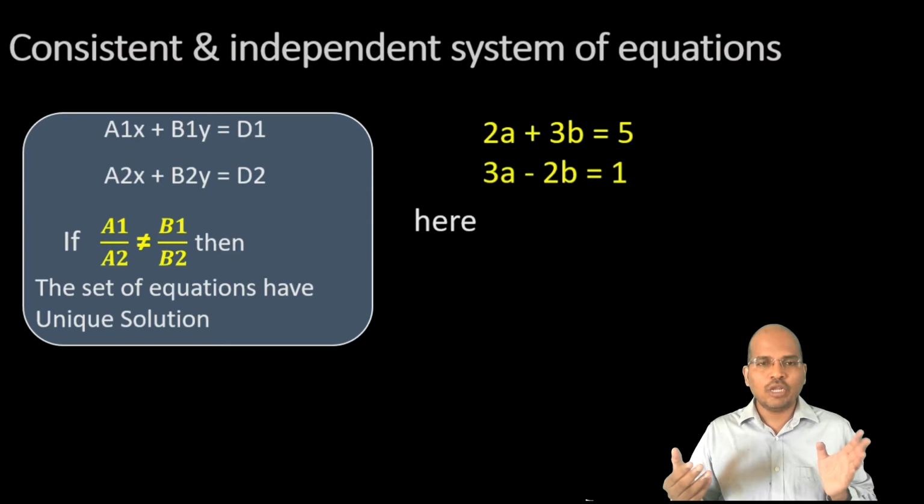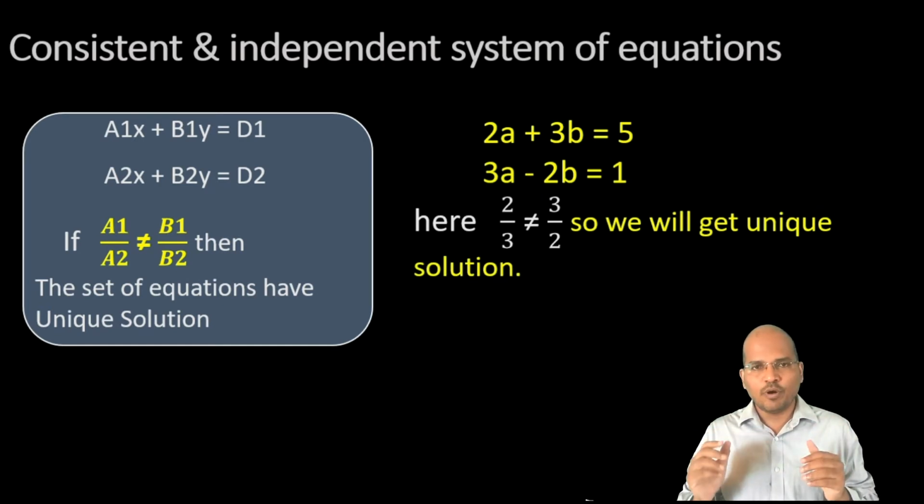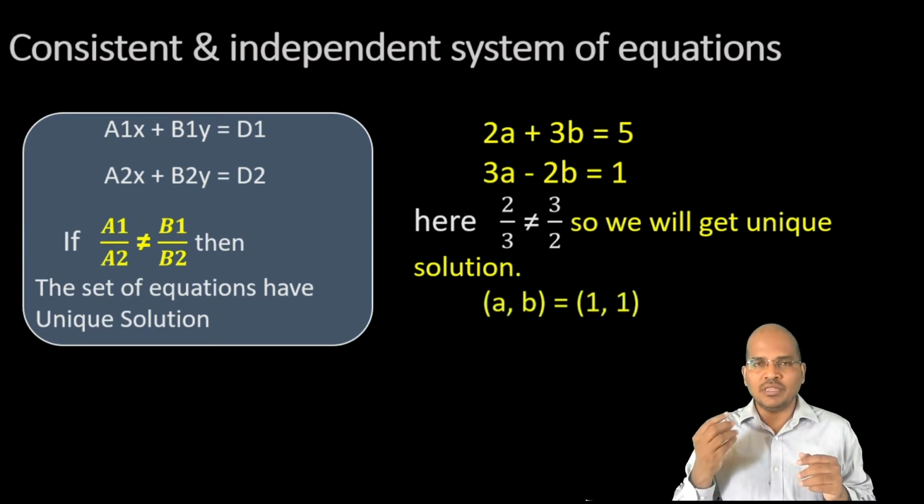Now take an example like 2a plus 3b is 5, 3a minus 2b is 1. Take the ratio of coefficients, you get 2 upon 3, 3 upon 2. As they are not equal, you solve them and get the value of a is 1 and b is 1. So a set of equations which are consistent and independent will result in unique solutions only.